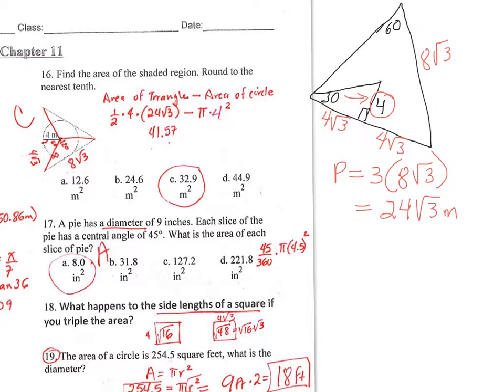Then minus pi, and the radius is 4, so it's 4 squared. You put that in the calculator, and that gives you 32.9 square meters.